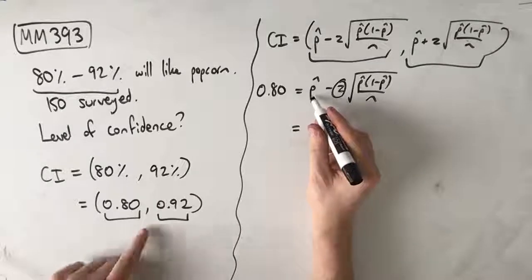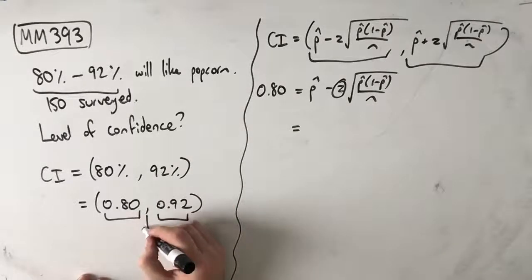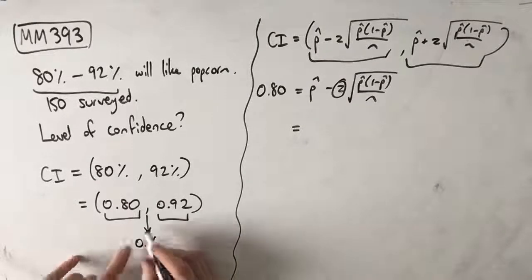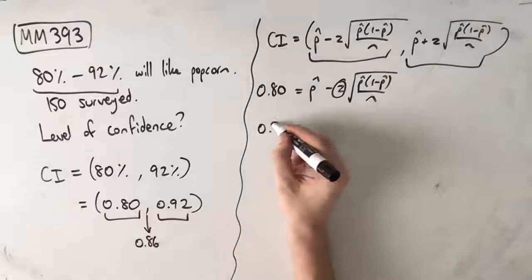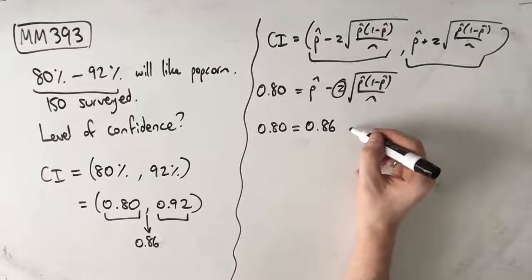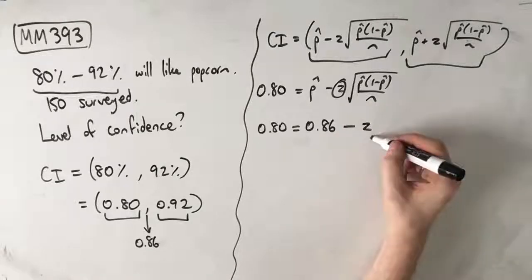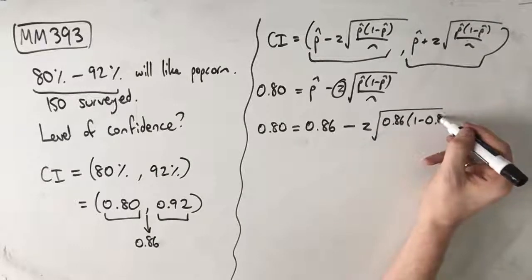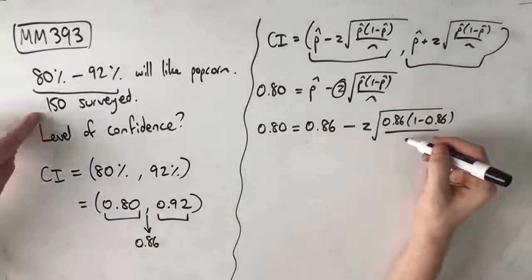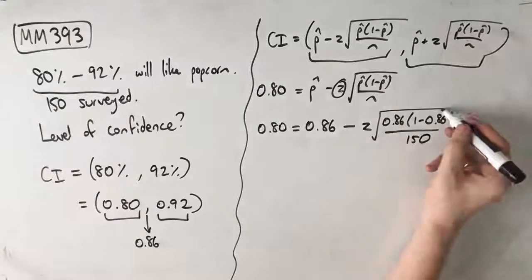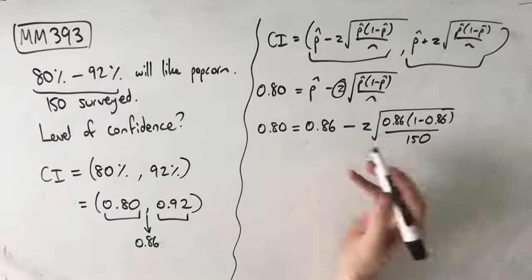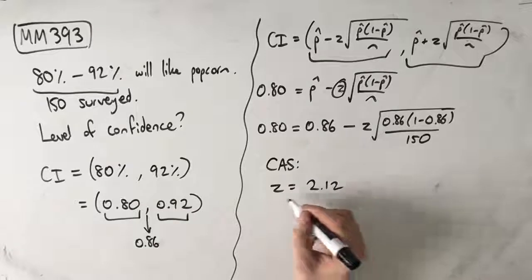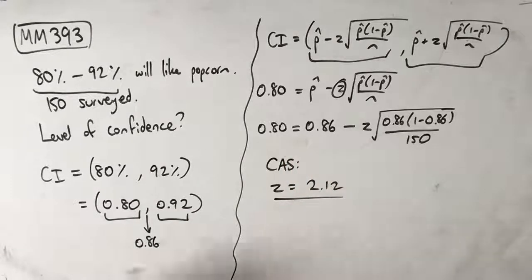So p hat is our proportion, which is always halfway between our confidence interval, all right? So our p hat is 0.86 because it's halfway between 0.8 and 0.92. So 0.80 equals 0.86 minus z, we don't know what that is yet because we're trying to find that, times the square root of, again, 0.86 is our p hat, 1 minus 0.86 over n, which is 150, because we know that 150 people were surveyed. Now, chucking this into our CAS, we can see that z is equal to 2.12. So solve for z, and you'll get 2.12.